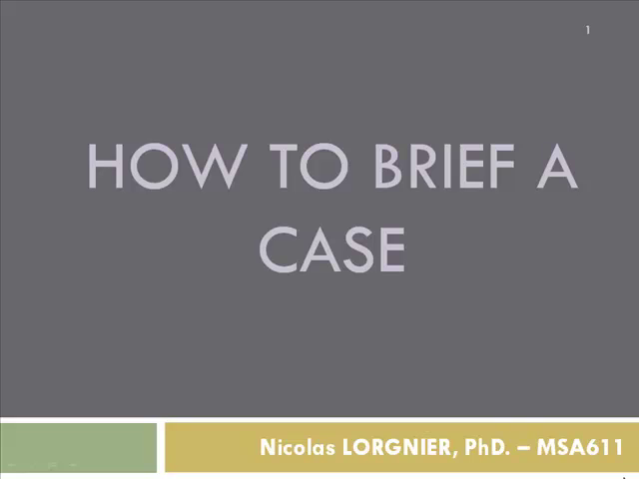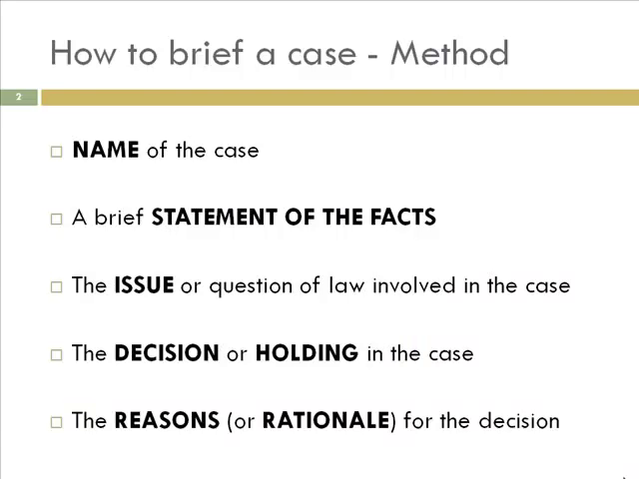Hello, today we will talk about how to brief a case. Basically, there are 5 parts when you brief a case. First, you name your case, then you make a statement of the facts, then you talk about the issues, then you present the decision or the holding in the case, and then the reasons or rationales for the decision. I will explain that better with a little example.